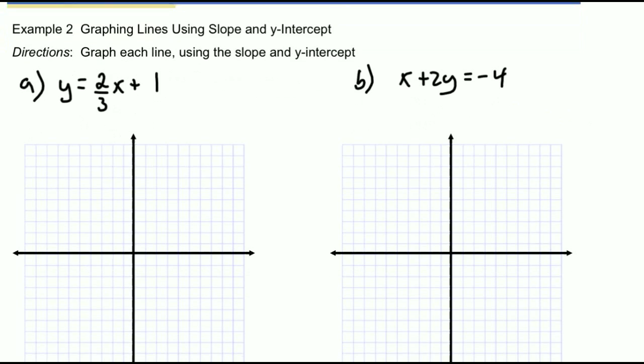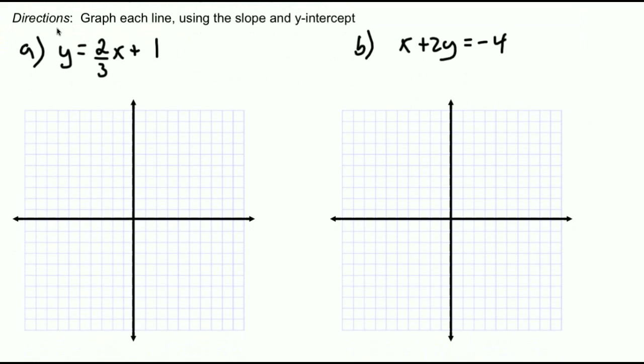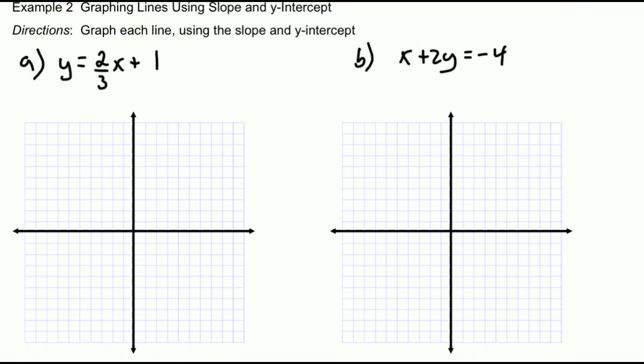So for our first question right here, notice that this is written in slope-intercept form. Again, that's y equals mx plus b, where my m is my slope and my b is my y-intercept. So that means that this is my m, this is my b. So my m is 2/3, or my slope is 2/3, and my b, or my y-intercept, is 1.